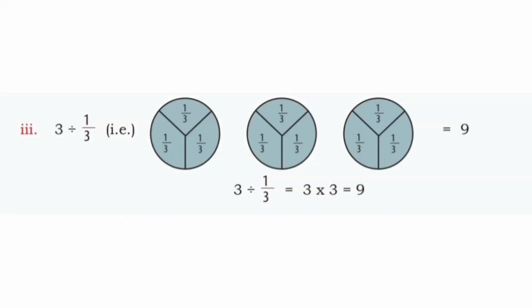Let's take another example. 3 divided by 1 by 3. How can we represent this in a circle? Go ahead and try it. That's right, 3 circles, and each circle is divided into 3 parts. That is 1 by 3, 1/3, 1/3, 1/3. So can you tell me how many 1/3s are there? That's right, 9, 3 in each. 3 plus 3 plus 3 is 9. So 3 divided by 1 by 3 can be written as 3 into 3, which is 9.